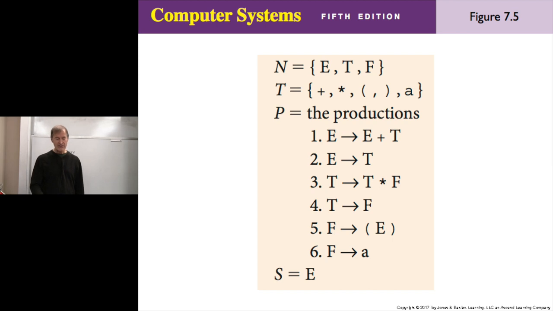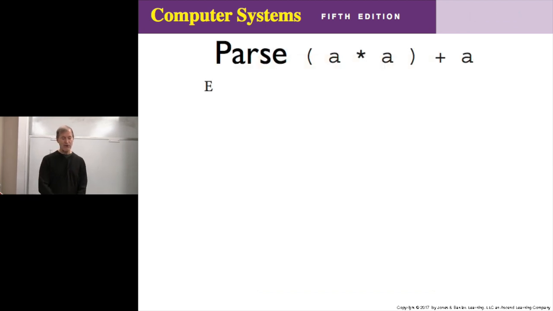So now here, how would you do this? Here's our problem. Let's parse left paren concatenated with little a, concatenated with star, concatenated with little a, concatenated with right paren, concatenated with plus, concatenated with a. Is it possible to get this string from this grammar? Yes, I think it is.